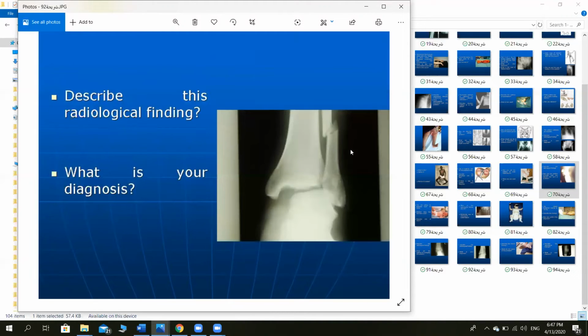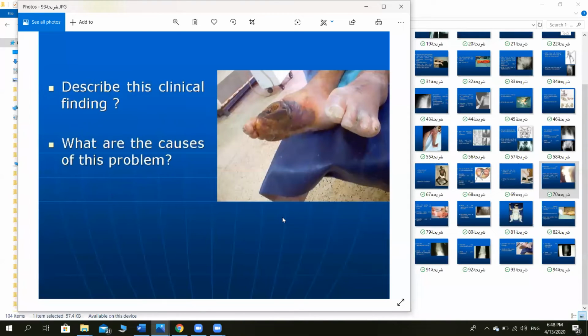This is another ankle injury. You can see there's a fracture in the distal fibula, displaced, and there's subluxation of the joint. Such injury must be treated by open reduction and internal fixation of the distal fibula, reduction of the talus in its position, and sometimes we need to repair the medial ligament of the ankle joint, what we call deltoid ligament.